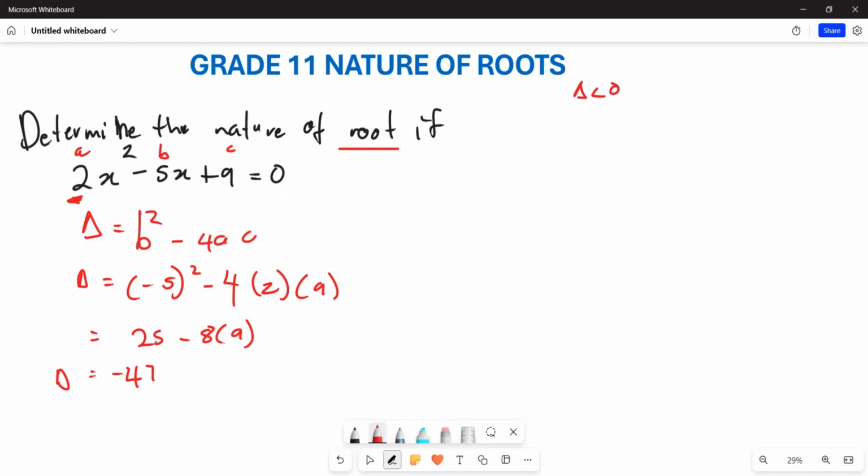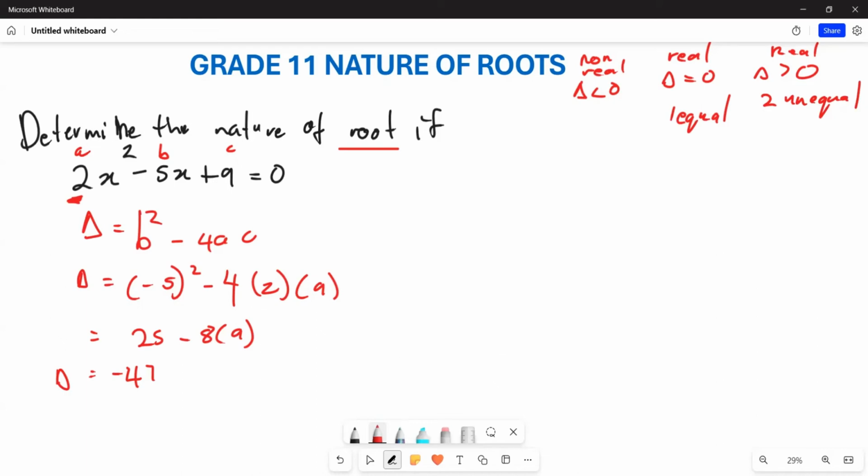Your discriminant can be less than 0, equal to 0, or greater than 0. Remember, we said this one is non-real. We said this one is going to be real, but it's only one equal root. This one is also real, but now you can have two unequal roots altogether. So basically, that's what we've discussed.